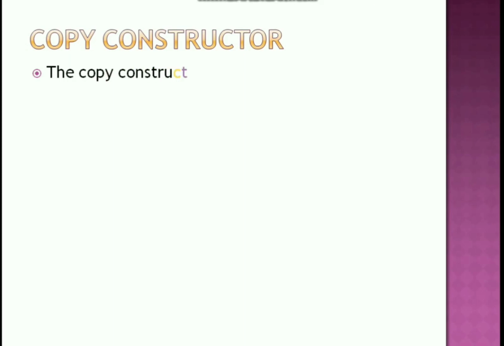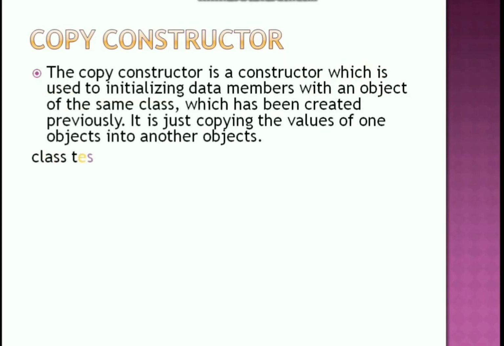The third one is the copy constructor. In the copy constructor, we copy the values of one object into another object which has been created previously. Here you can see the example. We have passed an object inside the function itself. Here you can see an example which shows the three constructors.